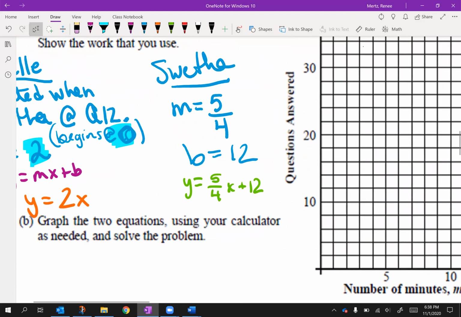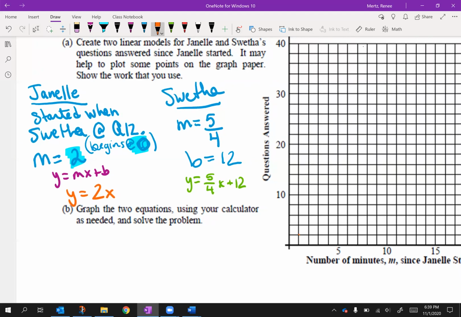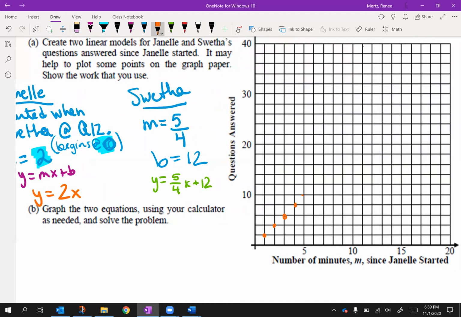So every minute, Janelle's answering 2 questions. So I'm going to graph hers in orange. So figure out what we're counting by. 2, 4, 6, 8. We're counting by 2s. So Janelle is just perfectly this diagonal.